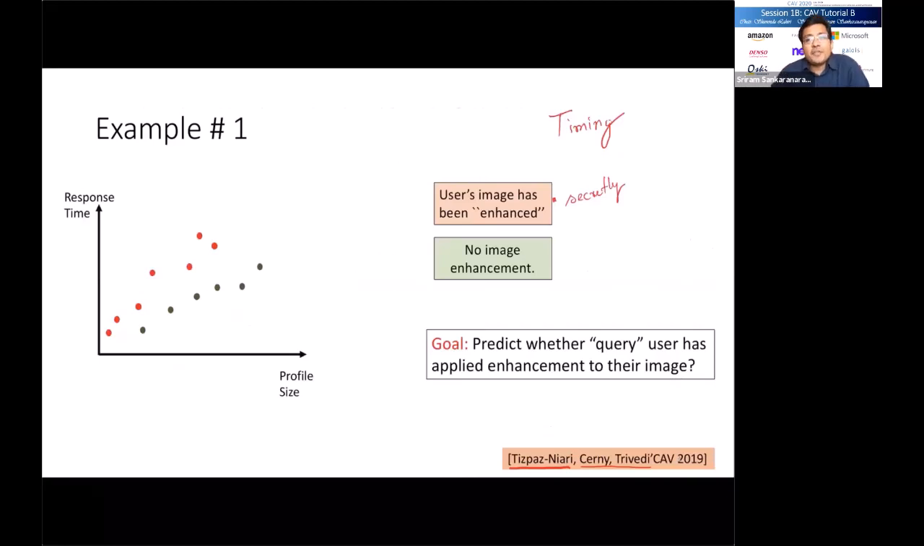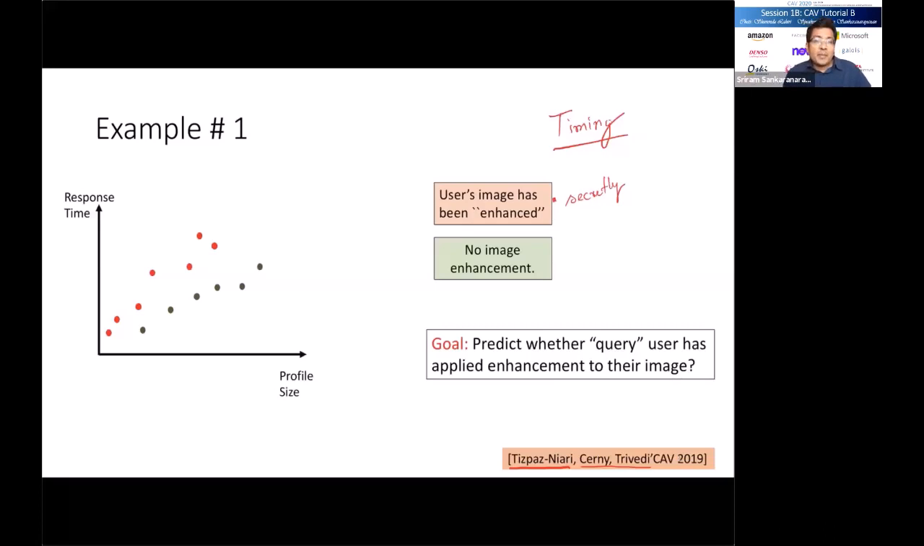So let me just start this slide again. Okay. So as I mentioned, this is a concrete example of this whole process of probabilistic programming to illustrate how it all arises. And this is taken from a CAV paper last year by Saeed Tispas-Niari, Pawel Cherney, and Ashutosh Trivedi. The title of the paper is on timing leaks, or looking at timing side channels. And they were looking at a social network example where the social network user can say, secretly apply some filters to enhance their image, or just serve their profile without any image enhancement. And for some reason, this image enhancement is done every time someone tries to download the profile of a user.